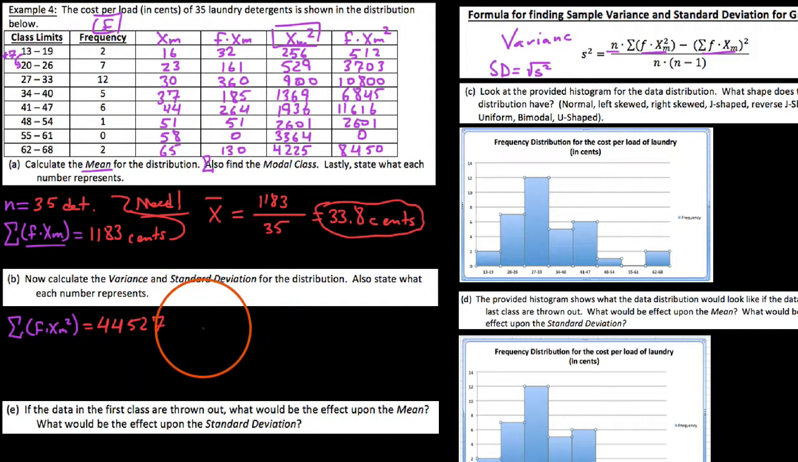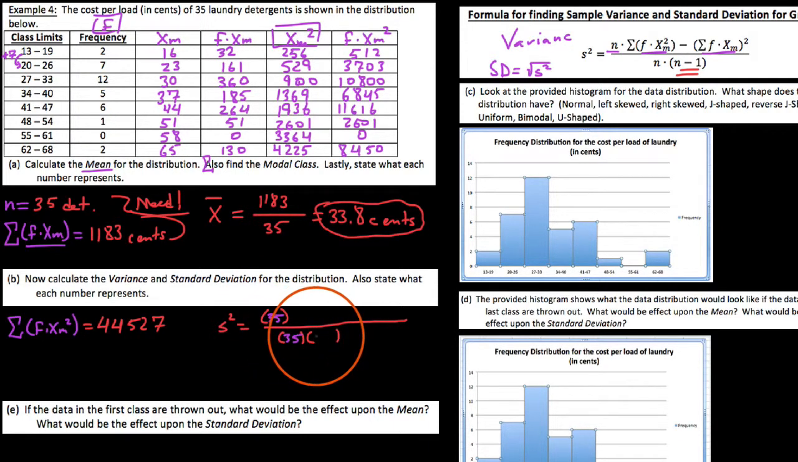44527. So now the nice thing about this is we can scratch together our sample variance, which recall is this. It's n times the sum of the squared data minus the sum of the data squared over n times n minus 1. Since it's a sample, we have to take n times n minus 1. So I'd like to fill in our n's first here. In the first case, we had 35 detergents. So we had 35, and I would take 35 times 35 if this was a population, but it's 35 times 34 since we're talking about a sample.